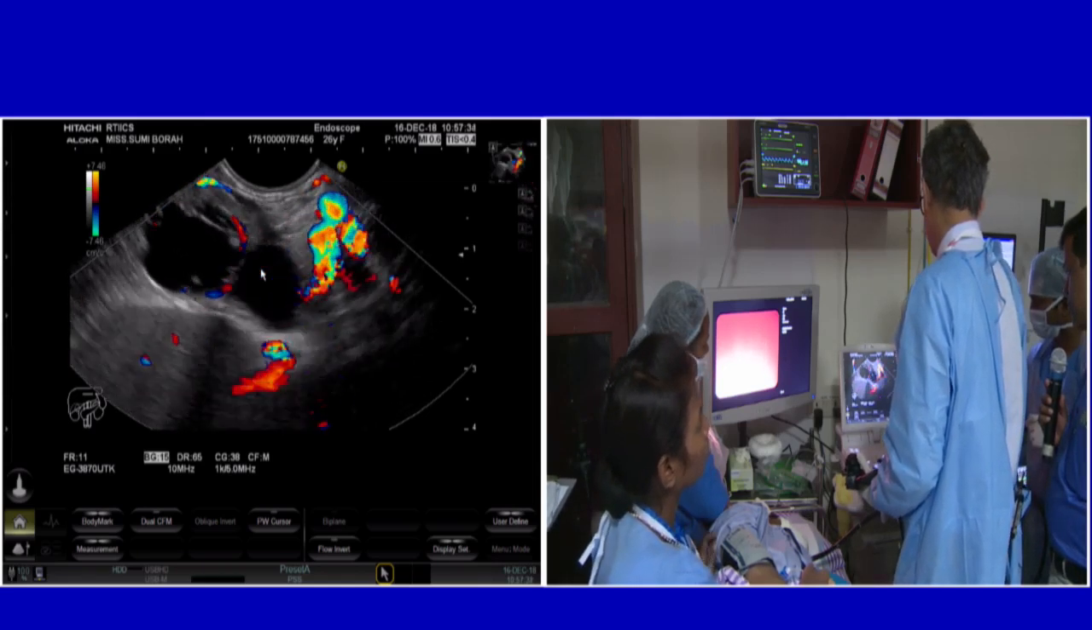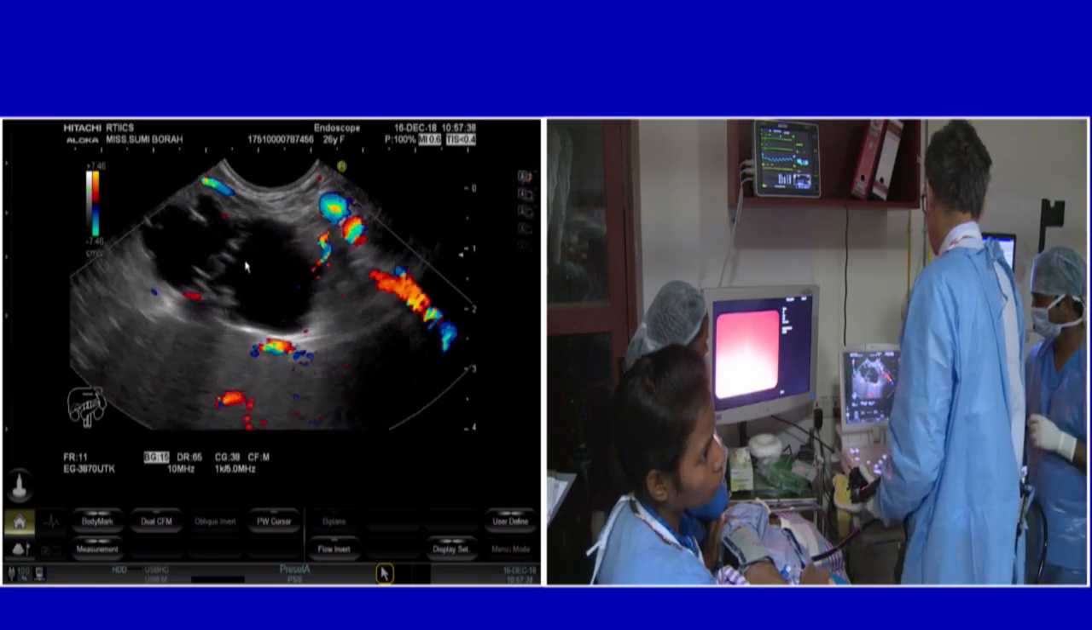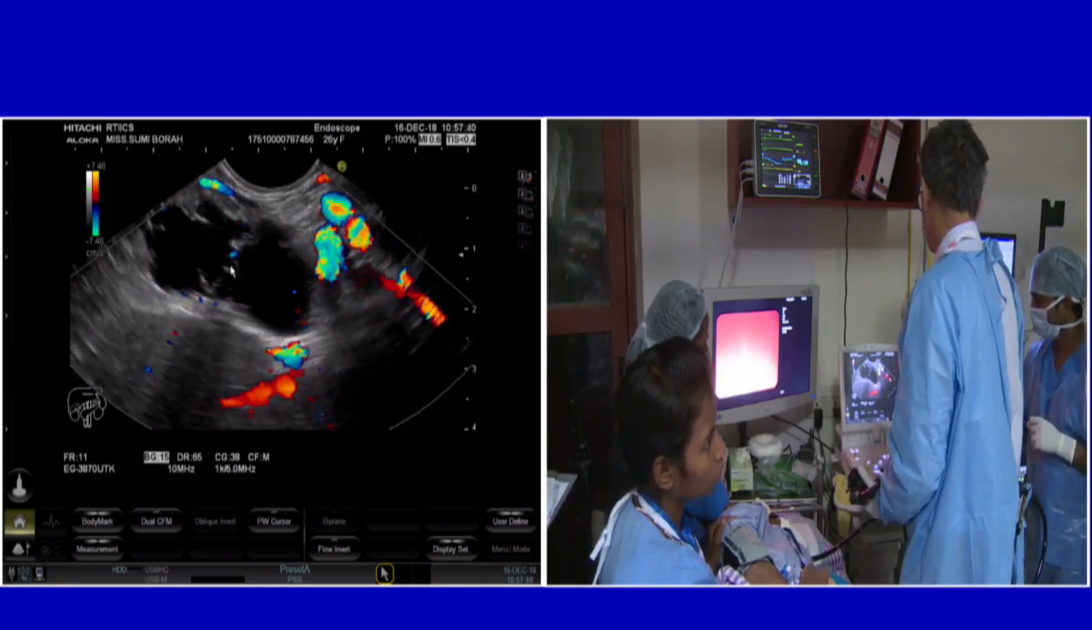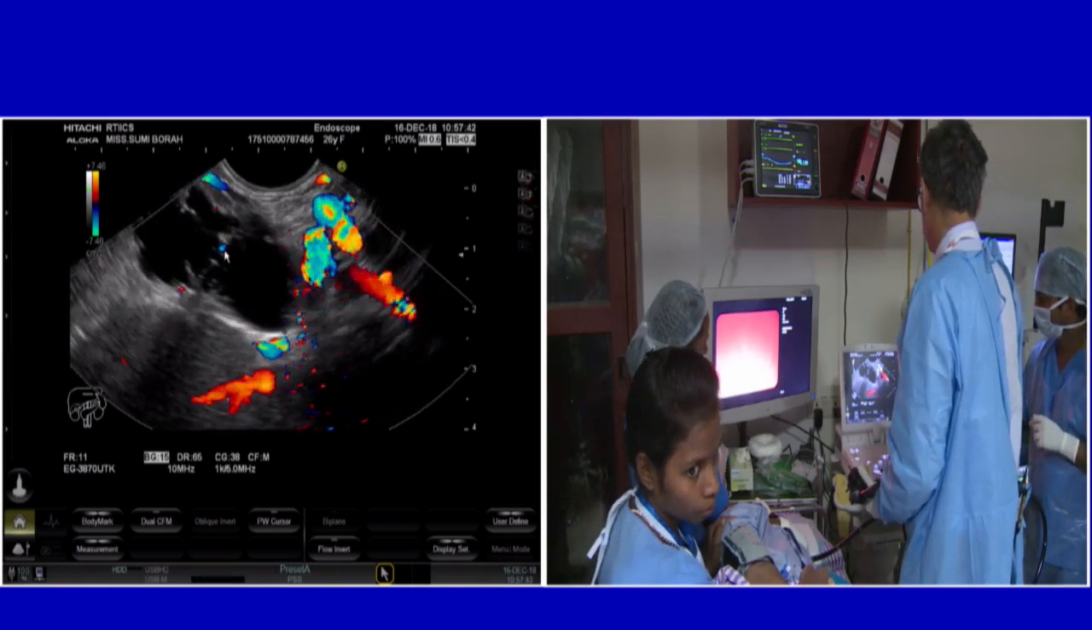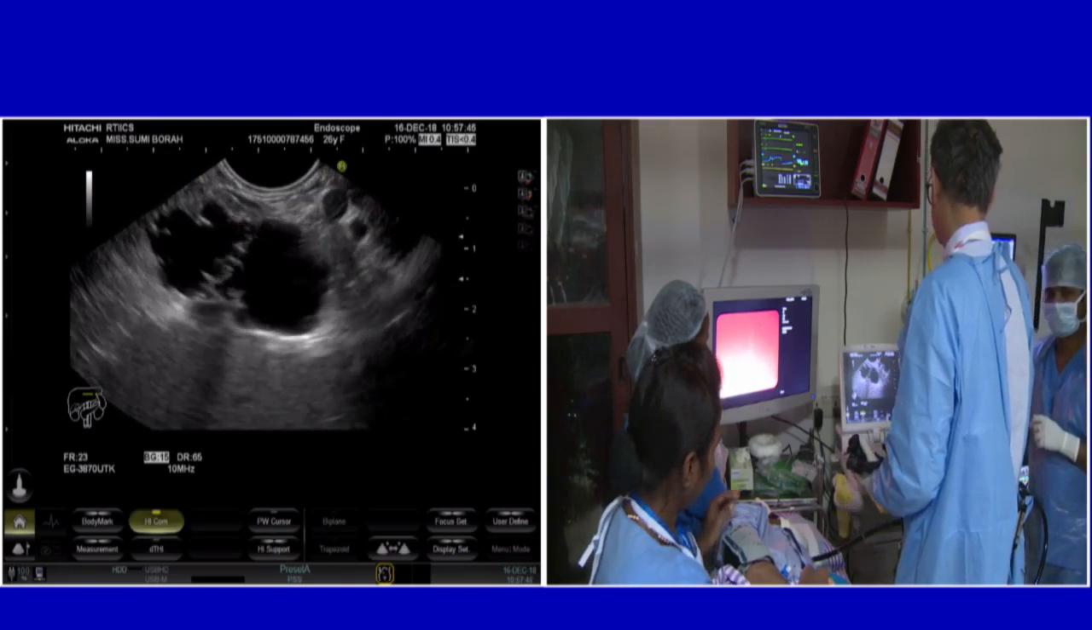So the septa are perfused septa, hypervascularity. Even when I apply color here, you can see some color signal even here in between two cysts, two very close adjacent cysts.